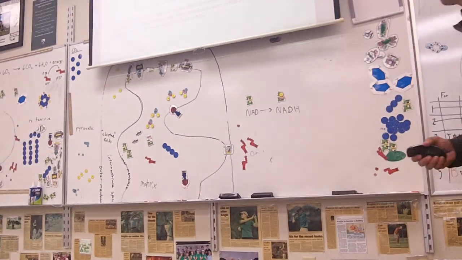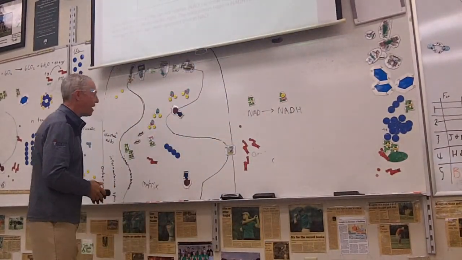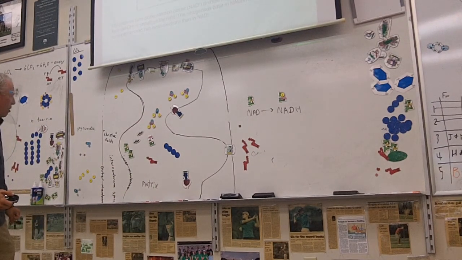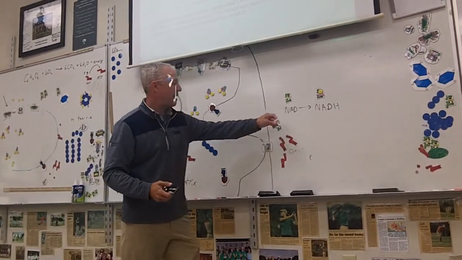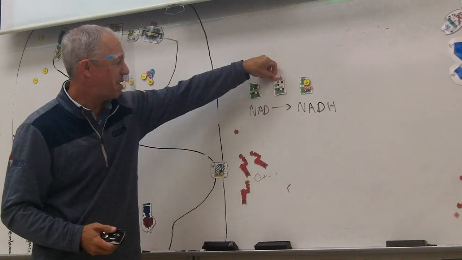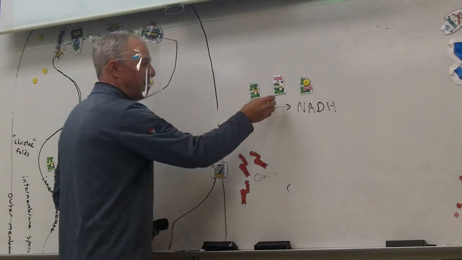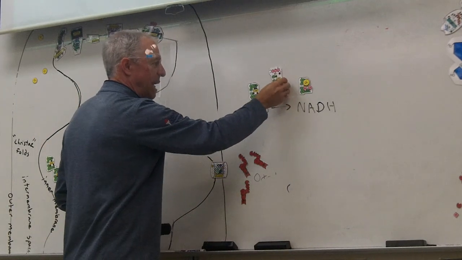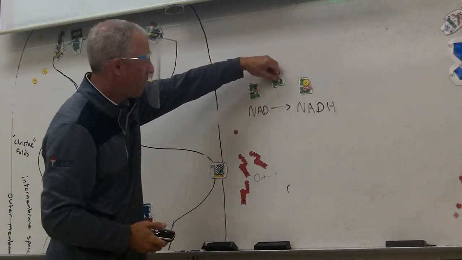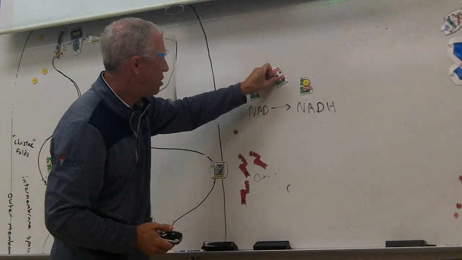So NAD is an electron carrier, and you'll be learning about NAD a lot. There's another electron carrier, which we'll look at. It's called FAD. FAD is a little bit different than NAD. It's a little bit bigger. It looks a little different, and it can actually hold two electrons. And it can hold two hydrogens.